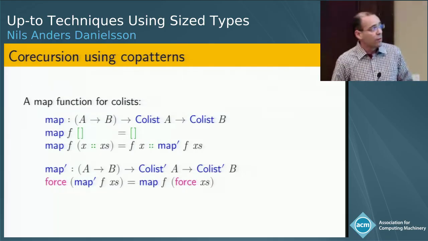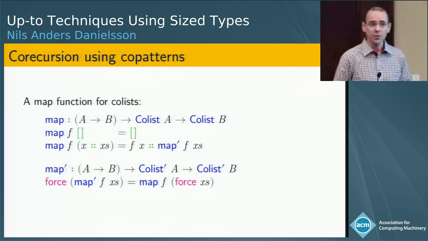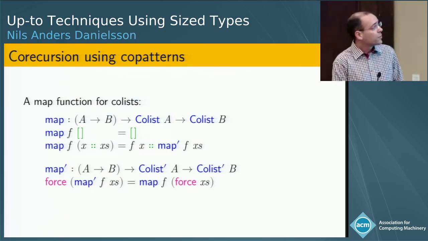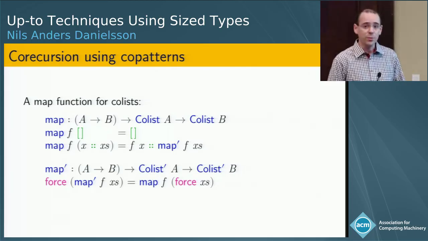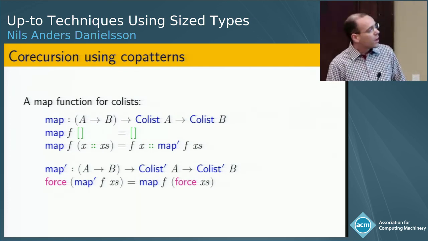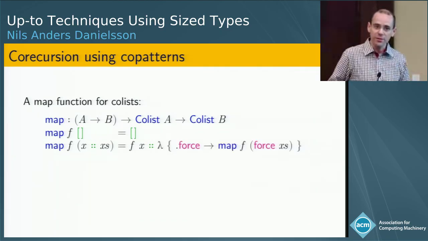And here's one example of how you can define a function on co-lists, the map function that maps a function over all the elements in the list. For nil, we get nil. For cons, we get cons, where we map the function over the element. And then we continue with a suspended co-list, and I'm using an auxiliary function to define that. This function is defined using a co-pattern. This says that if we force map prime of f and xs, then we get map f and force xs. Now, writing this with an auxiliary definition is a bit verbose, so I'm going to write this using an inline co-pattern instead, but it means the same thing.